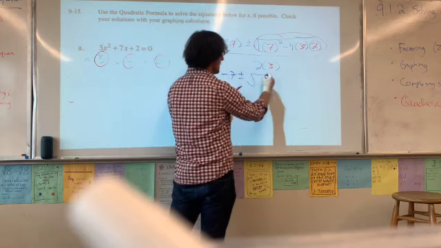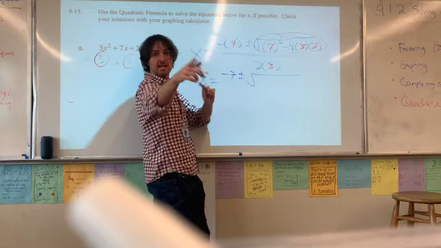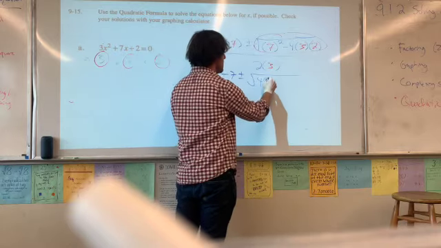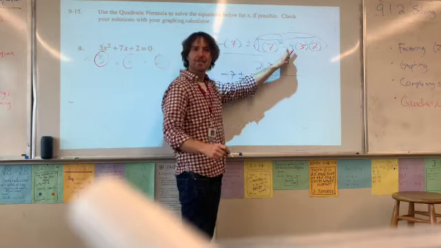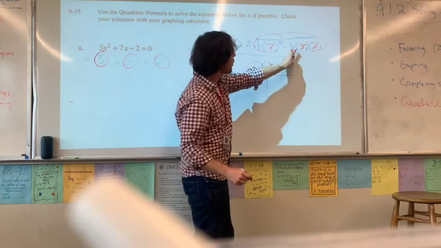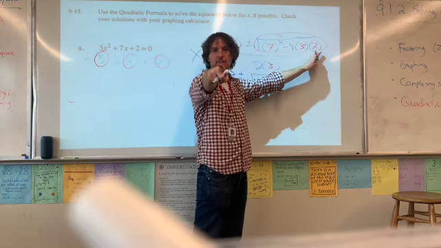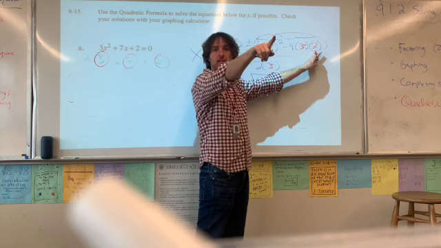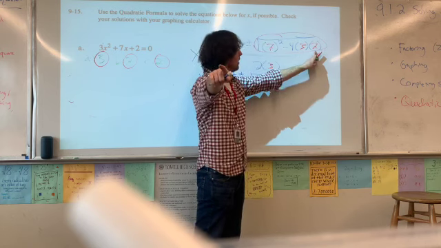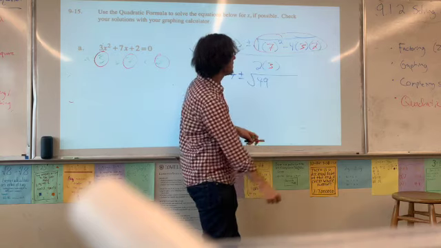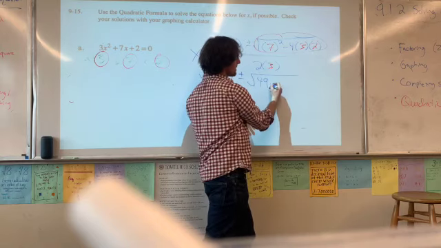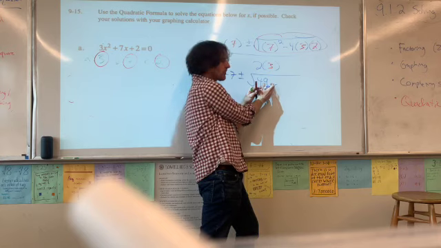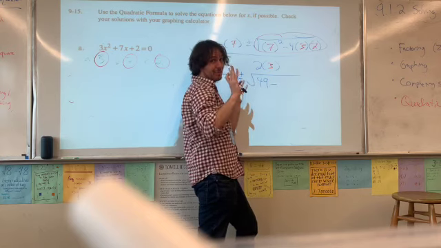Okay, zeroing in. I'm focusing on the square root part. 7 squared is 49. Okay, now I'm going to subtract 4ac. 4, 3, and 2 are all positive numbers, so I'm going to subtract a positive number. Subtract 4 times 3 times 2. Okay, so I'm subtracting positive numbers. I'm going to subtract here. That's why there might be no solutions.